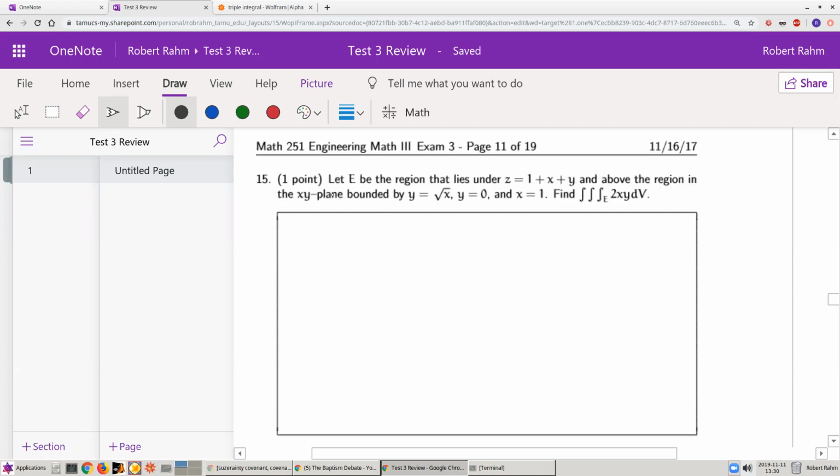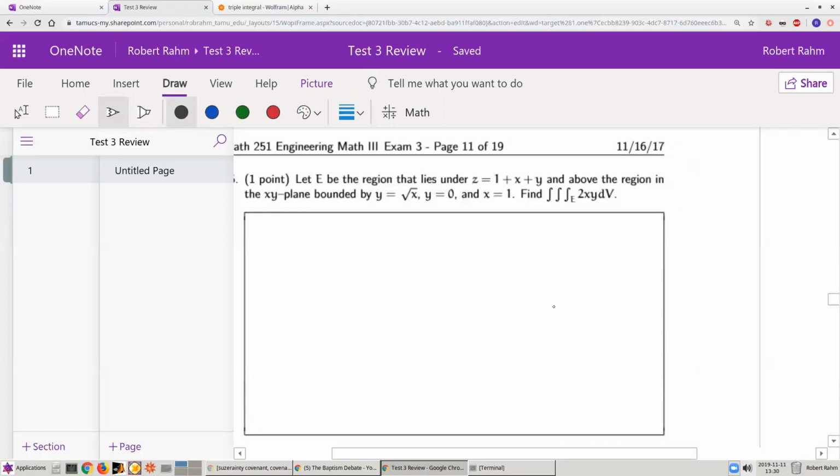Since the way this is given, it tells you that the z integral needs to be on the inside and the x and y integral needs to be on the outside. That's what this is saying. The floor is going to be some region in the xy plane, and the ceiling is going to be this z is equal to 1 plus x plus y.